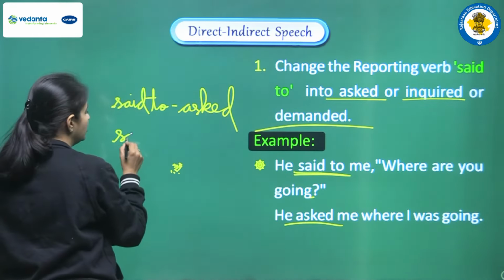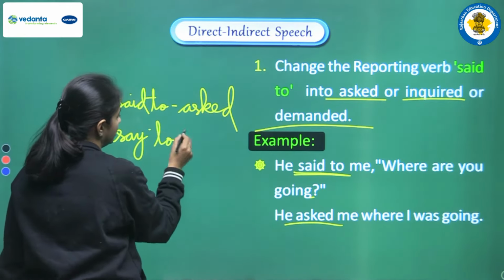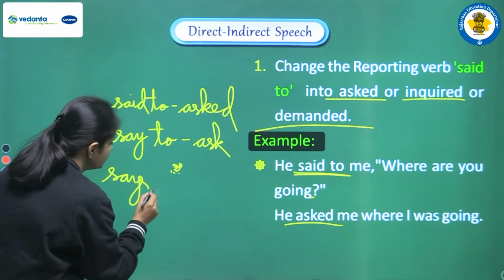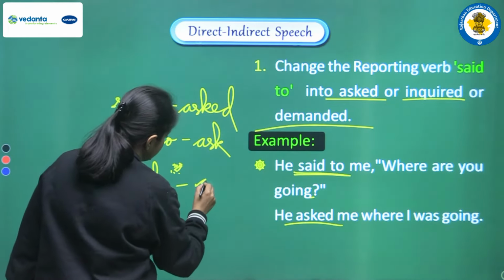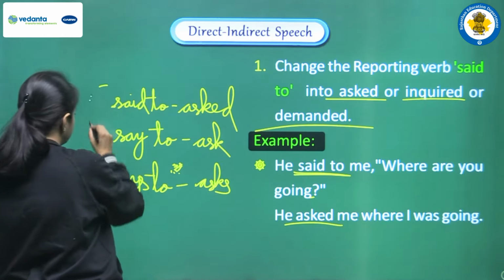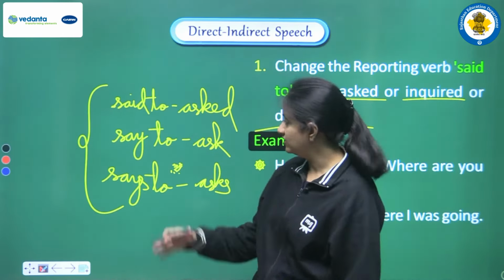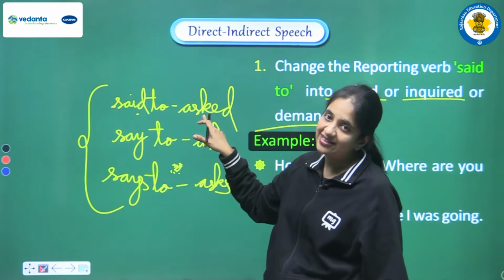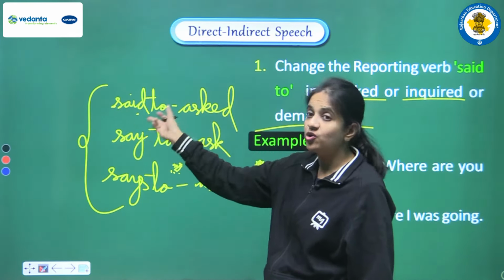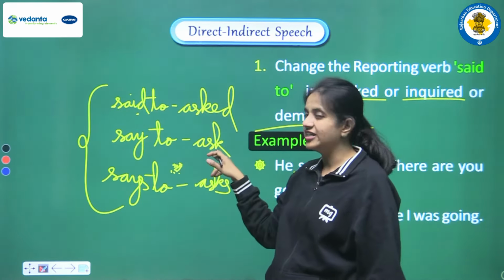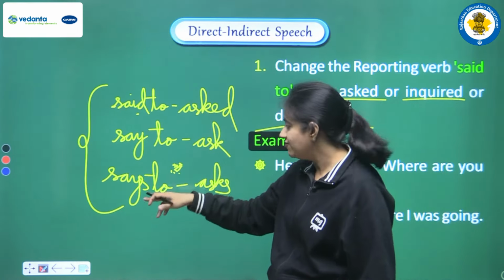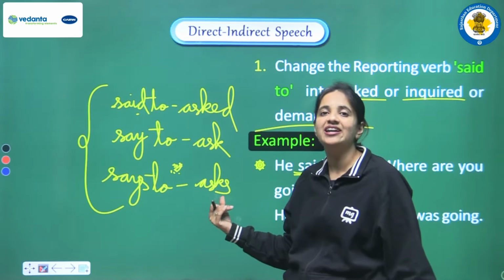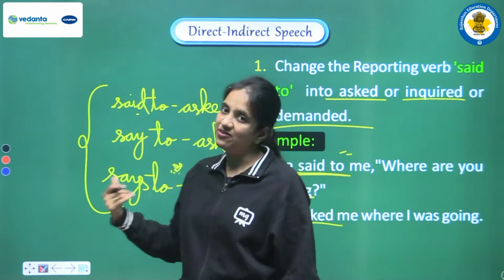If we are having only "say to", it will be changed into "ask", and if we are having "says to", it will be changed into "asks". So according to this way only we have to do the changes. This is the same way that we have discussed earlier also. If we are having the second verb, just write the second verb, that is "asked". If we are having only the first verb, "say", we have to change in the first verb only, that is "ask". If we are having "says", in that form only we have to change, and here we are writing "asks". Okay, so in this way we have to do the changes.